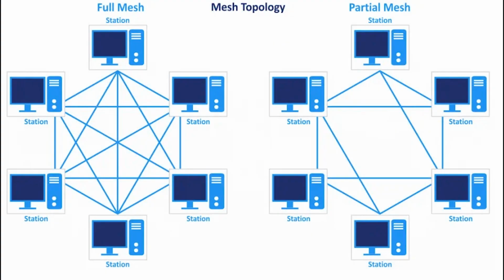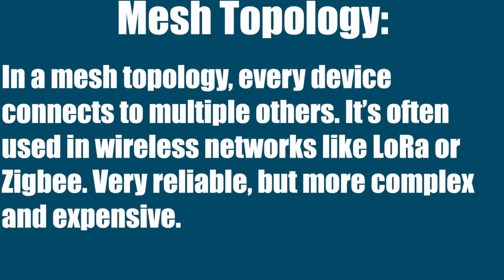Mesh topology. Mesh networks are perfect for agriculture, where sensors are spread across large areas with no wired infrastructure. In a mesh topology, every device connects to multiple others. It's often used in wireless networks like LoRa or Zigbee. Very reliable, but more complex and more expensive.